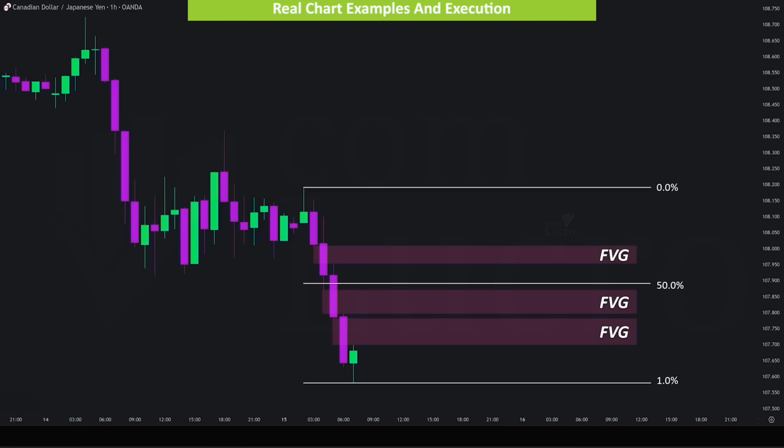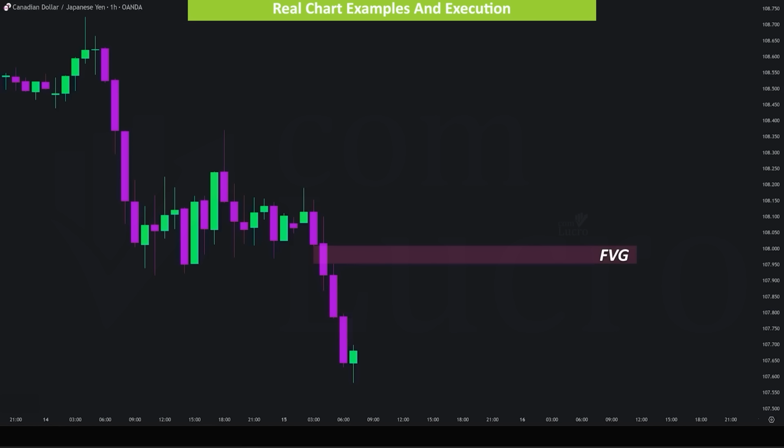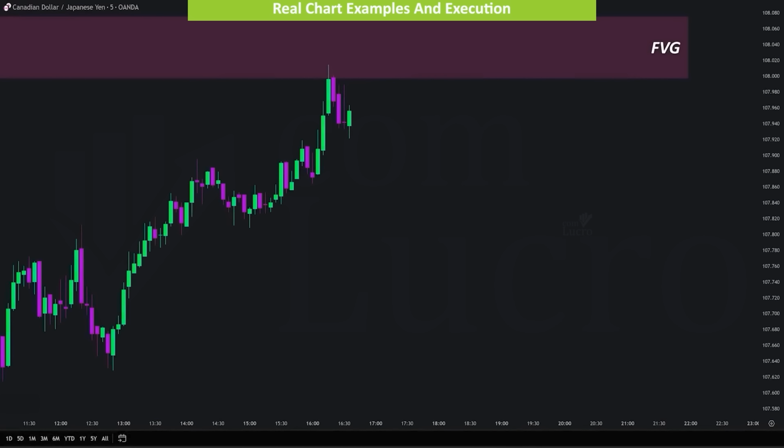Next, on the Canadian dollar versus Japanese yen 1-hour chart, we can observe a clear downtrend with several fair value gaps present. However, after applying the retracement tool, only one of these zones qualifies as valid supply based on our rules. Once the trading zone is marked, we wait for price to retrace back into that area and then drop to a lower time frame to execute the trade following our plan.